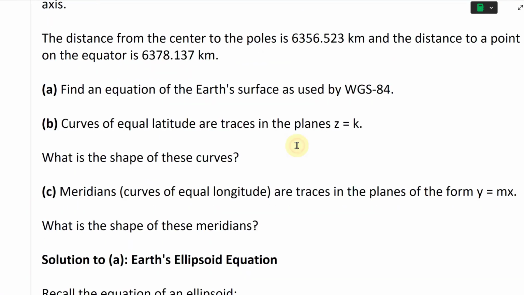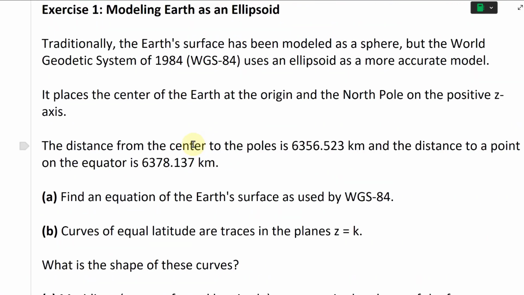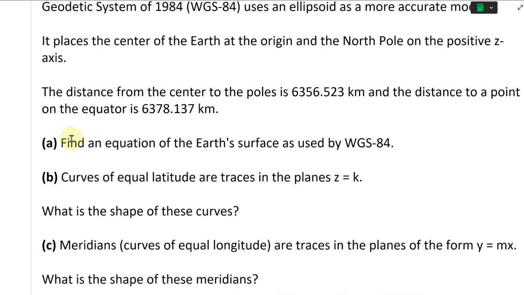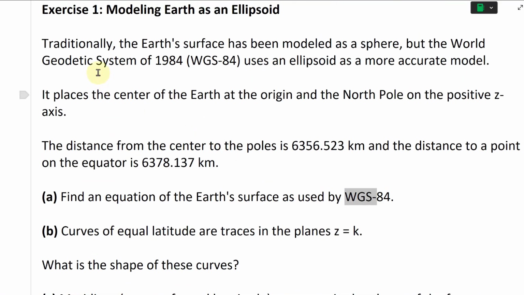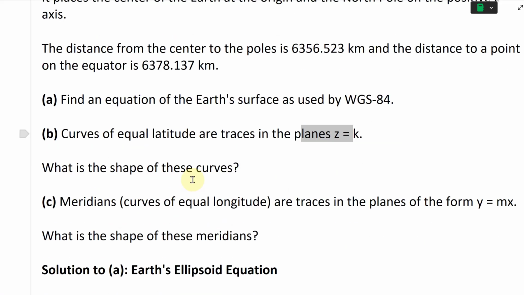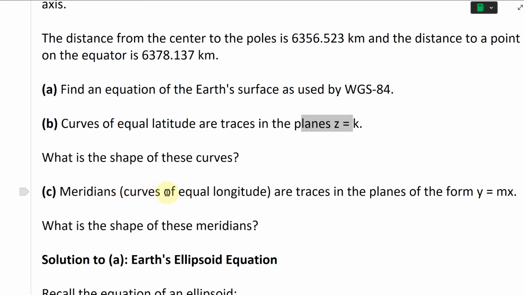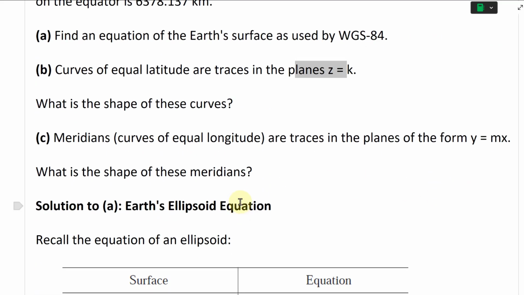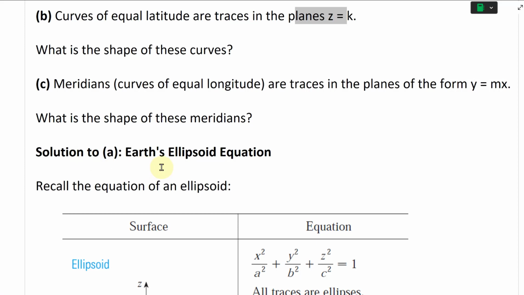and the distance to a point on the equator is 6378.137 kilometers. All right, so this question has multiple parts. The first part is part A. Find an equation of the Earth's surface as used by WGS-84, or the World Geodetic System of 1984. And then part B says curves of equal latitude are traces in the planes z equals k. What is the shape of these curves? And then last part C, meridians or curves of equal longitude are traces in the planes of the form y equals mx. So we have a line like that. What is the shape of these meridians? And then, yeah, let's just jump right in.